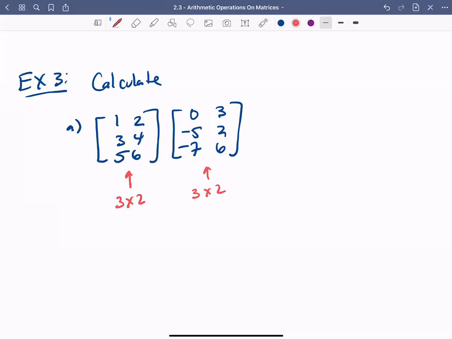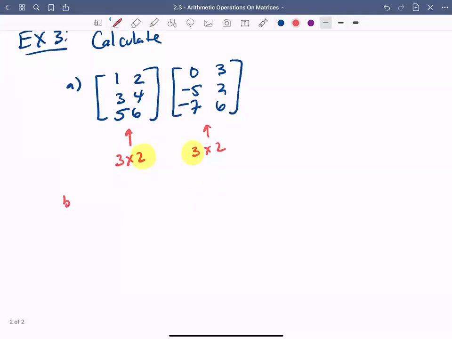Well, you can see that this here does not match here. Therefore, I cannot multiply these two matrices together. I can add them, I can subtract them, but I cannot multiply them. So I move on. I can even say, cannot multiply. Let's move on to the next one.